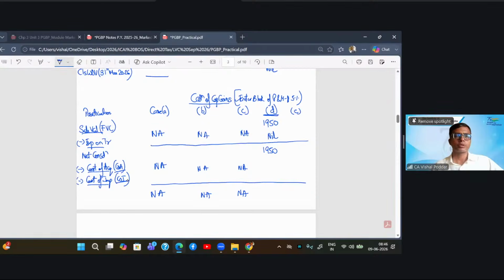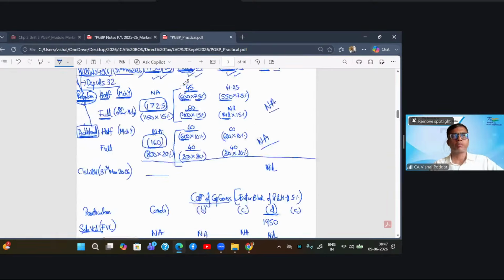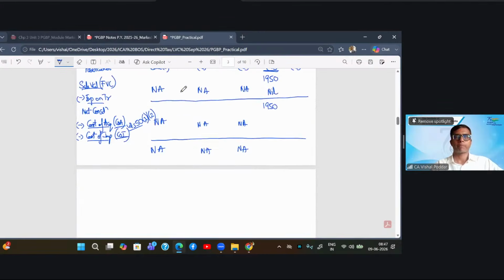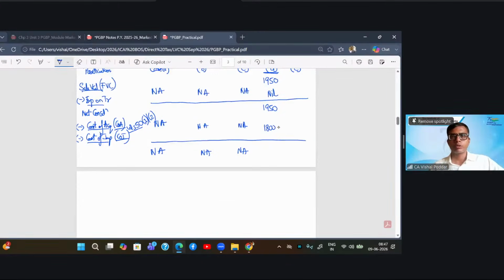What is the cost of acquisition and cost of improvement? You will study under the capital gain chapter. There is a section 50(1)(2). All these things we'll study later in capital gain. What it says, 50(1)(2) says the cost of acquisition, cost of improvement in case of a block of asset is this. That is a total of opening plus purchase. So logically also, this was your total cost of the block. It got sold for 1950. So 150 is your short-term capital gain.